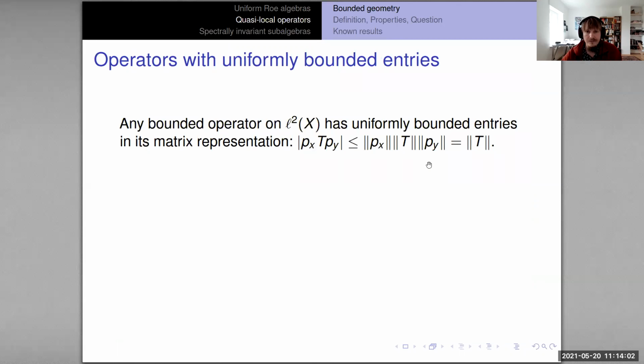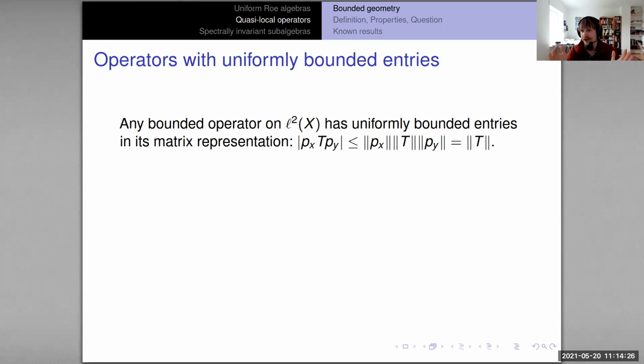Okay, now, why do we want bounded geometry? First note that if we have any bounded operator T acting on L2 of X, then it will have uniformly bounded matrix entries, just by this short estimate here. The matrix entries are bounded from above by the operator norm of the operator T. But now the question is, what about the converse?